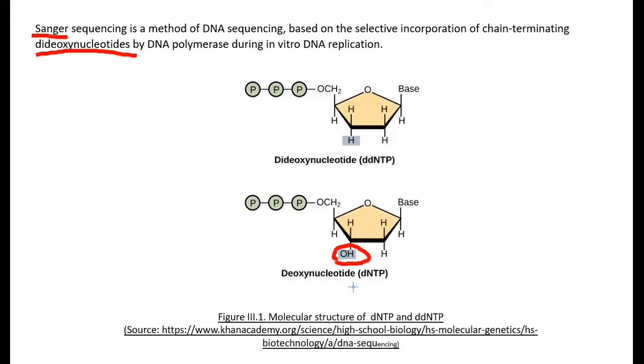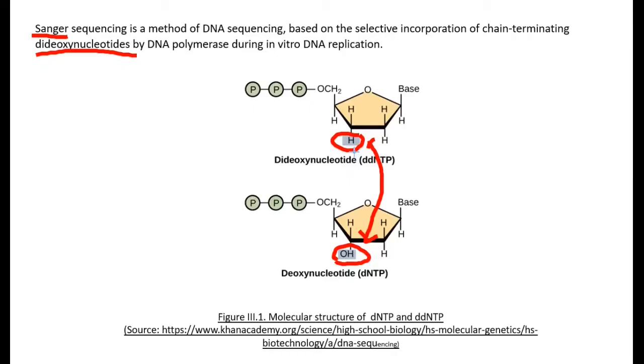A deoxynucleotide. Well, in Sanger sequencing, scientists were able to create nucleotides where instead of having an OH group, it's only a hydrogen. So you can see that there's a difference. In a dideoxynucleotide, there is no oxygen. So instead of having the hydroxyl group, it's simply a hydrogen.